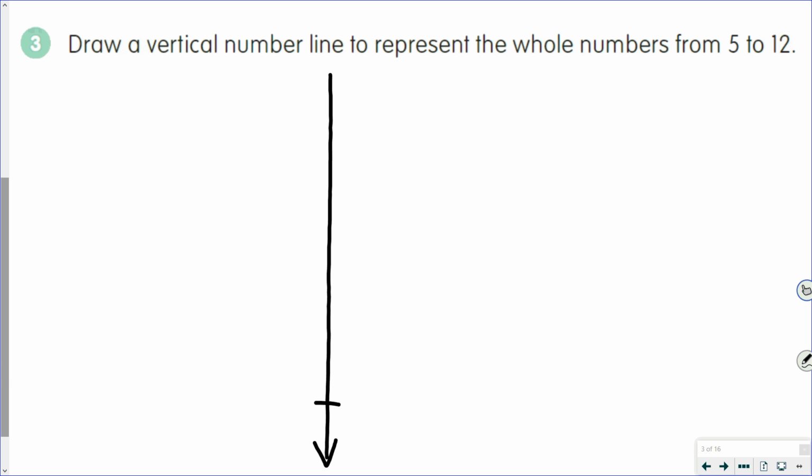So once again, we are representing the whole numbers. So those are your counting numbers. But this time we're going from 5 to 12.